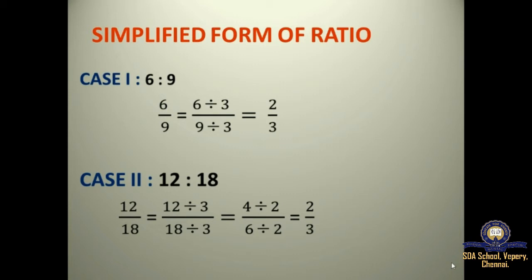You could notice that the lowest form of these ratios is the same, which is 2:3. Such ratios are called equivalent ratios, as they represent the same ratio in the simplest form. So the ratios 12:18 and 6:9 are called equivalent ratios.